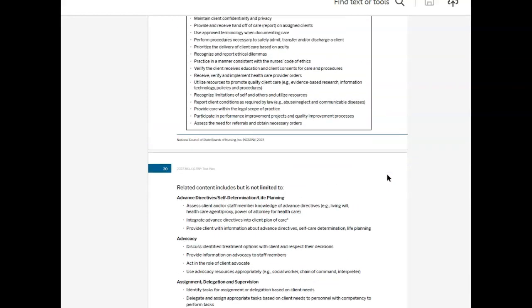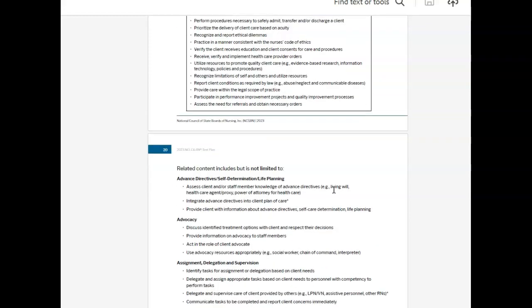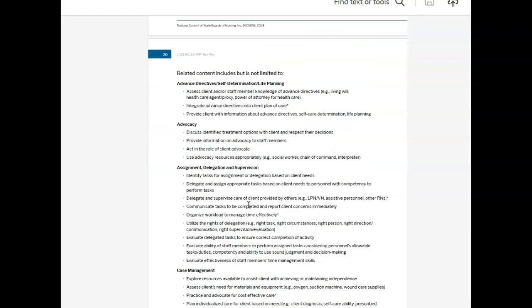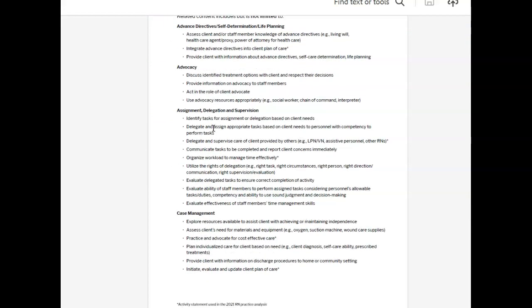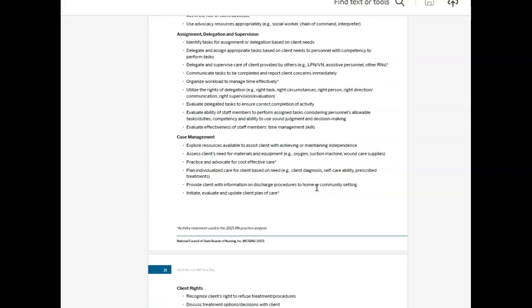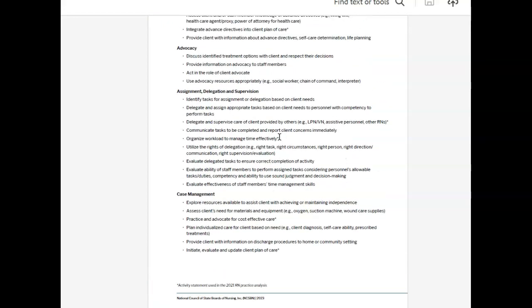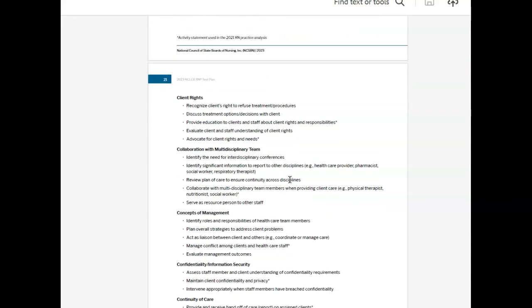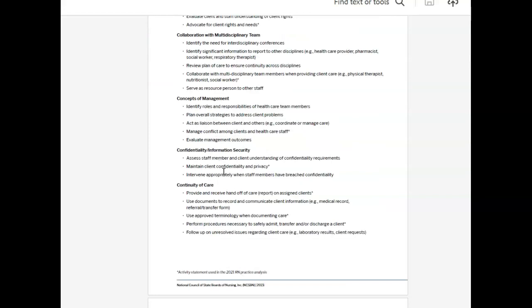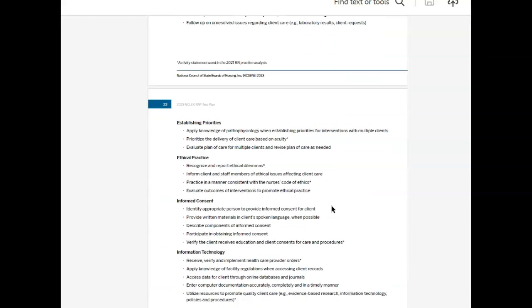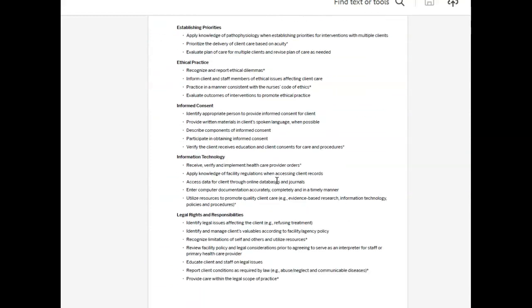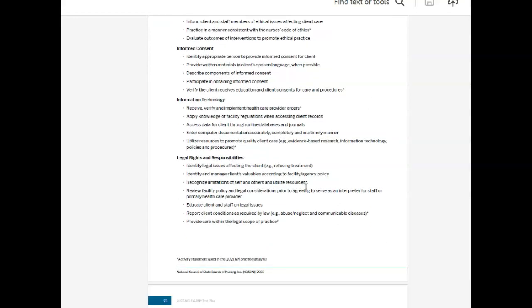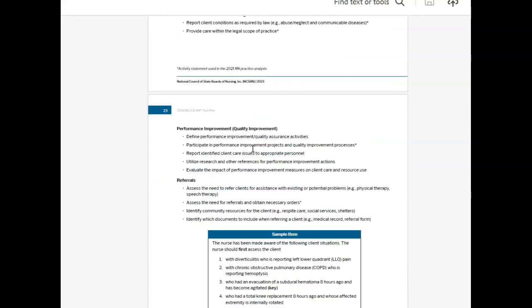In all of this management of care, here are some categories of related content. Delegation, of course, is here. Case management, assignment, delegation, and supervision. Advocacy is here, and advanced directives. And then client rights, collaboration with a multidisciplinary team, concepts of management, confidentiality, information security, and continuity of care. Priorities, ethical practice, informed consent, information technology, legal rights and responsibilities, performance improvement, and referrals. So this is the biggest category.